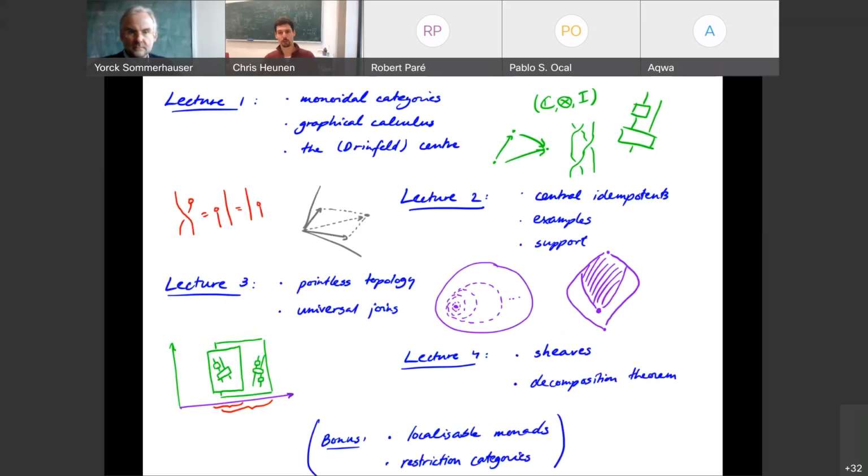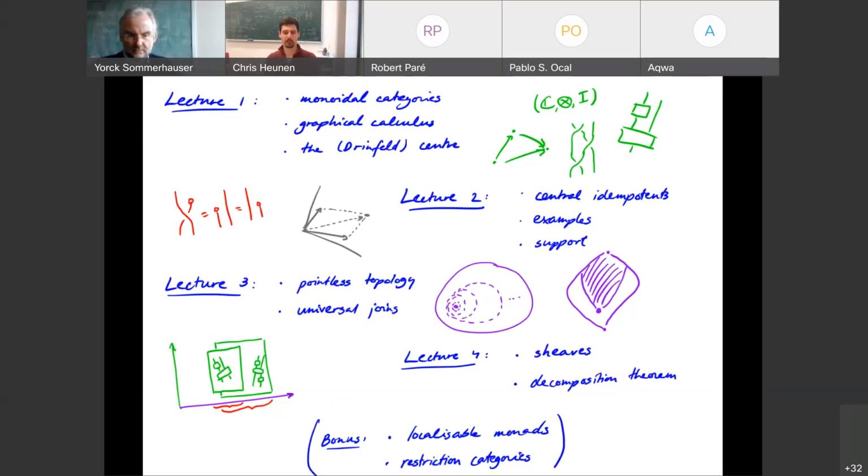I chopped it up into 4 lectures. These are the topics I'd like to talk about in the 4 lectures. So today we'll talk about monoidal categories, the graphical calculus that they come with, that you can use to do computation with, and the Drinfeld center of a monoidal category. As I said, I tried to start at the very beginning. Much of this is probably already known to many people, but it's good to all be on the same page, I think.